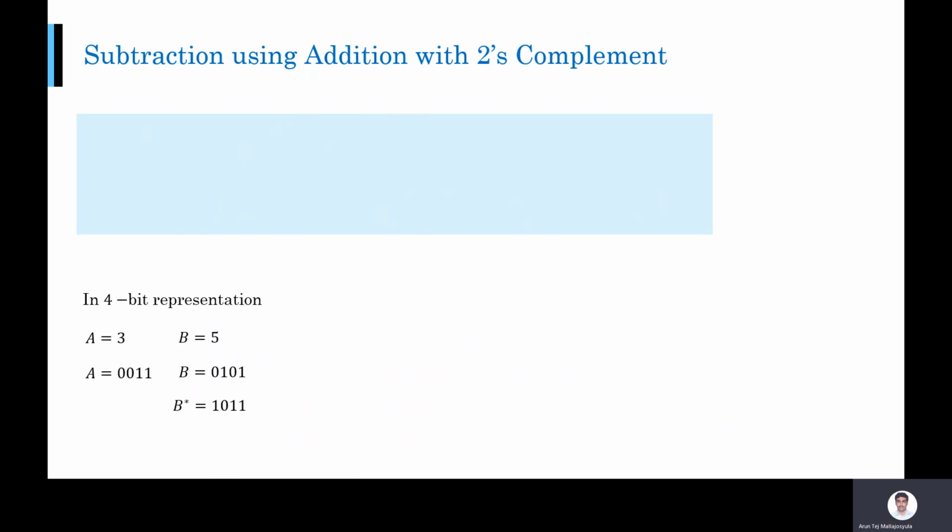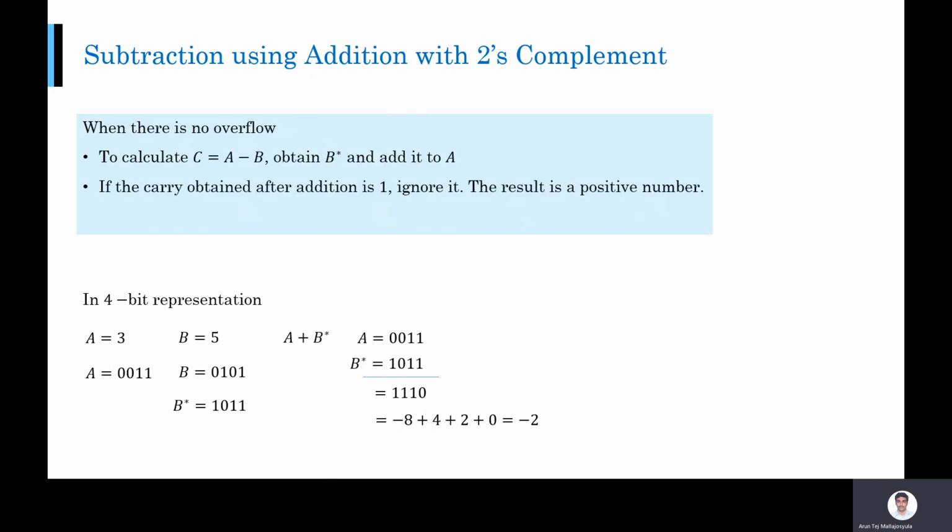Let us take one more example. A is equal to 3, b is equal to 5. So a is equal to 0011, b is equal to 0101. B star is, I will leave the first one and complement the others. So 1011 is B star. I will now add A and B star, which is going to give me 1110. What is the value? You can check this: -8 plus 4 plus 2 plus 0, which is -2. That is what you want: 3 minus 5 is -2. So again, you're directly getting your answer, right?